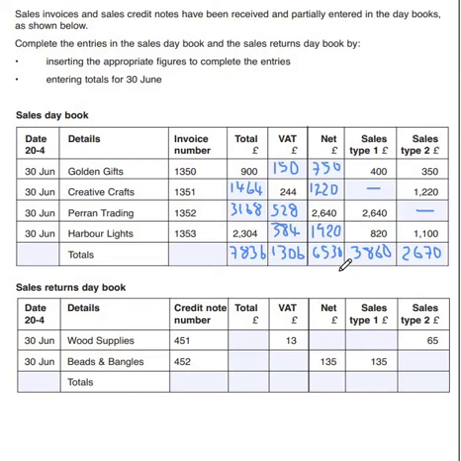So in this case we're told our sales type 2 is £65 in our sales returns, okay, and the VAT is £13. So if we work out what the VAT is on £65, it comes to £13. So we know that the net figure here is going to be 65, and there is no sales type 1. And we just add the 65 and the 13 together to give us £78.